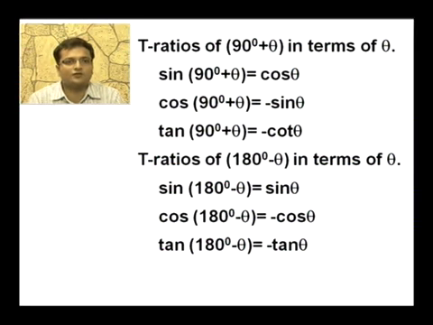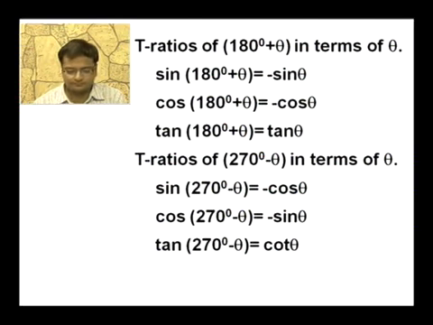Trigonometry ratios of 180 degree minus theta in terms of theta. 180 degree minus theta lies in the second quadrant. So sin 180 degree minus theta: in the second quadrant, sin is positive, so positive sign as shown, and with 180 degree sin will remain sin. So sin 180 degree minus theta is sin theta. Similarly, cos 180 degree minus theta is minus cos theta, and tangent 180 degree minus theta is minus tangent theta.